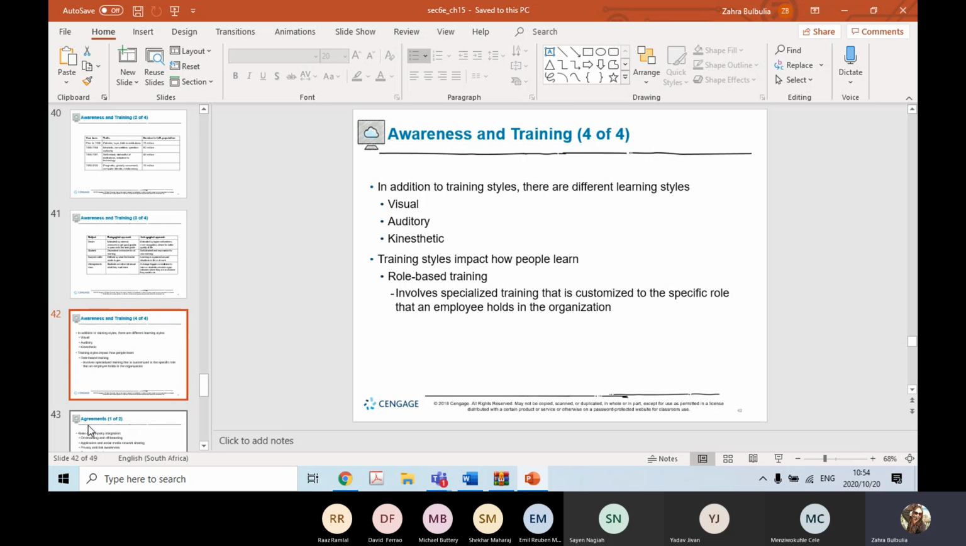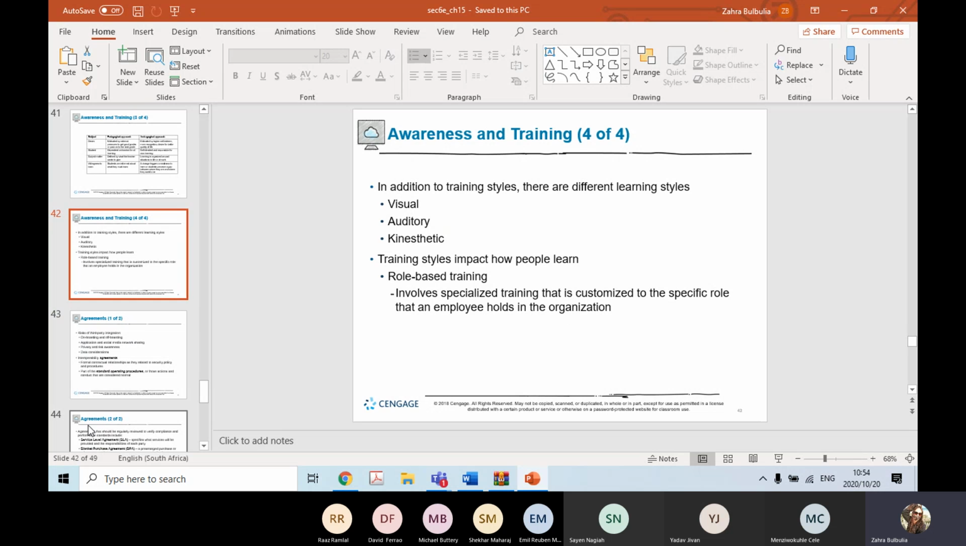There's also role-based training, which involves specialized training that is custom to a specific role that the employee holds in the organization. So you teach the employee how to fulfill their role. And this happens a lot when you're taking over from somebody.